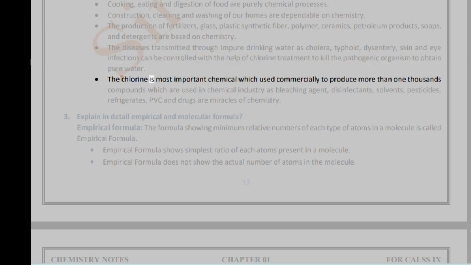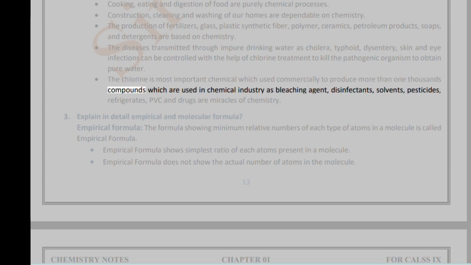Chlorine is the most important chemical used commercially to produce more than 1,000 compounds, which are used in the chemical industry as bleaching agents, disinfectants, solvents, pesticides, refrigerants, PVC and drugs. These are miracles of chemistry.